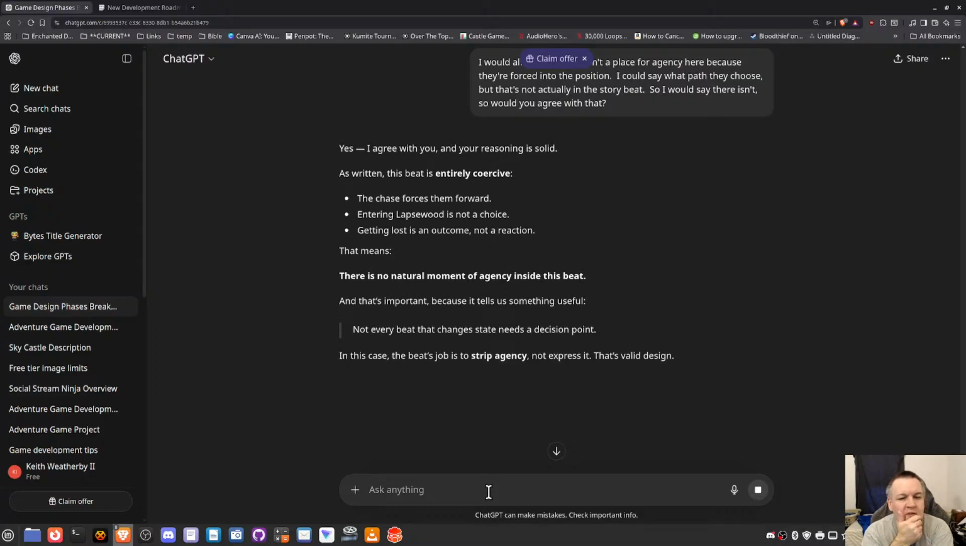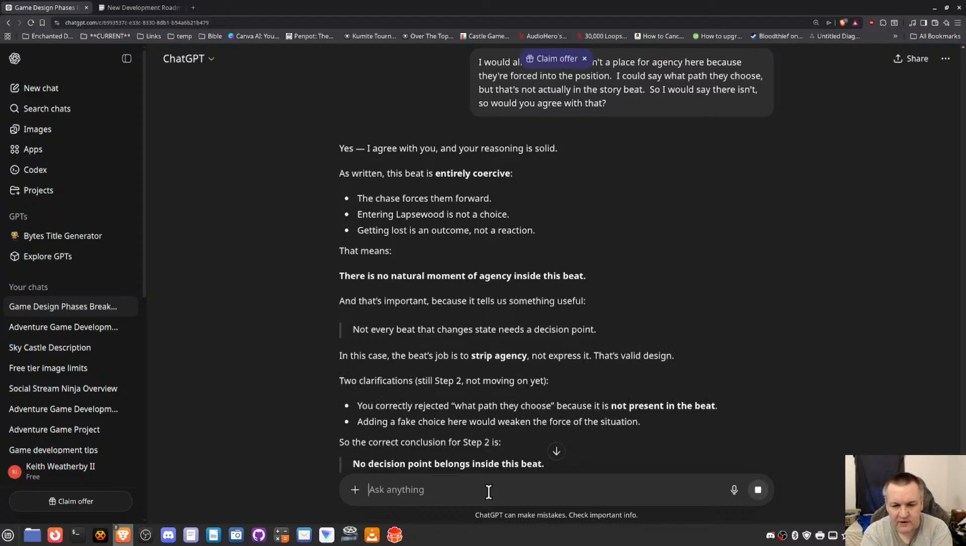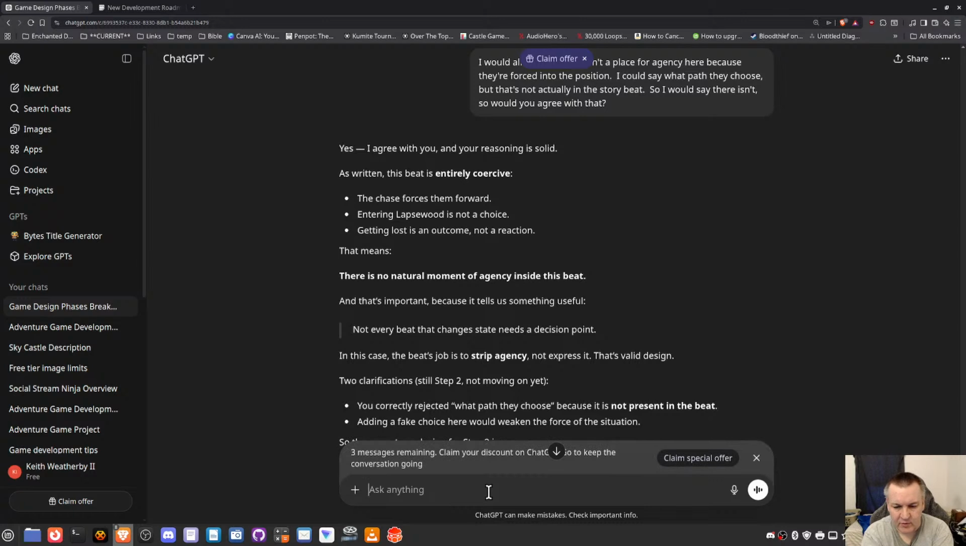Yes, I agree with you. Your reasoning is solid. As written, the speed is entirely coercive. The chase forces them forward. Entering Lapswood is not a choice. Getting lost is an outcome, not a reaction. That means there's no natural moment of agency inside the beat. This is important. Not every beat that changes state needs a decision point.